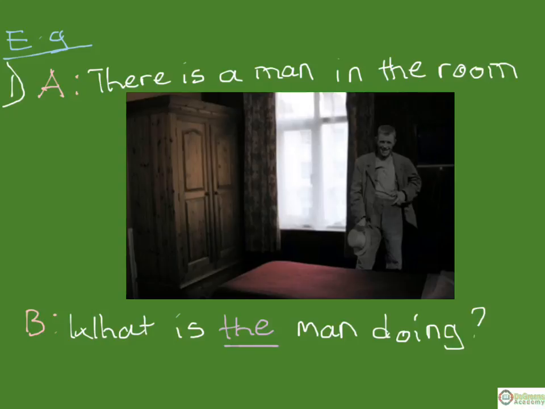So in this sentence, we therefore say that the, here which is a definite article, is used because we have heard of it from A, because A says there is a man in the room. And so we cannot therefore say what is a man doing. No, we can't say that. Since we have heard of it, since A has mentioned it to us, we can only say what is the man doing.